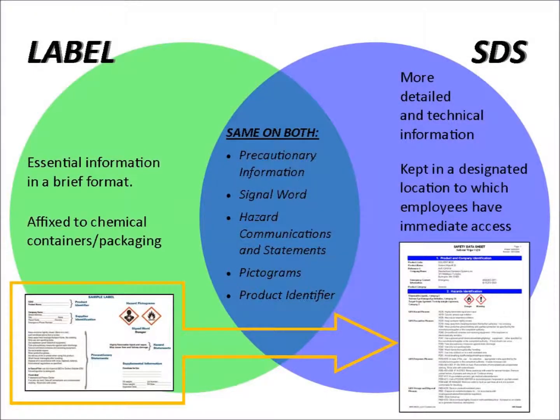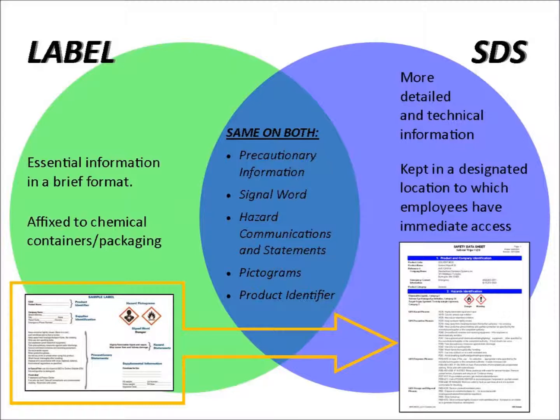Before we leave the label section of the training and move on to the SDS portion, let's take a closer look at what labels and SDSs are and what they have in common. Labels provide essential information in a brief format. You'll find them affixed to chemical containers and packaging. SDSs provide more detailed and technical information. They're kept in a designated location where all employees have immediate access to them.